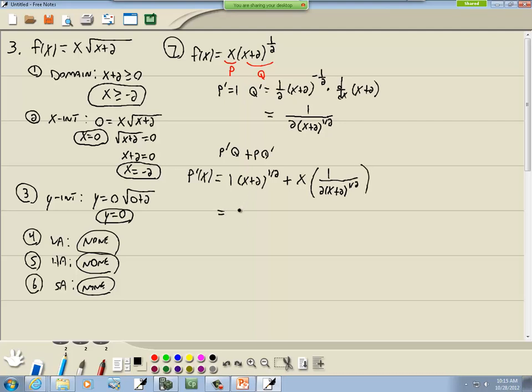Now I want to write this in fraction form because I'm eventually going to get a single fraction. So we want (x plus 2) to the 1/2 over 1 plus, now put the x up on top, x over 2 times (x plus 2) to the 1/2. Want to get a common denominator, which would be this one here, since this one's 1. So we're going to rewrite each of them with 2 times (x plus 2) to the 1/2.